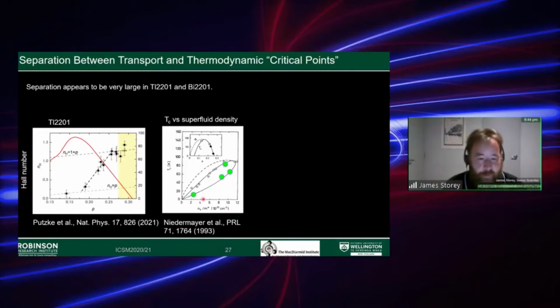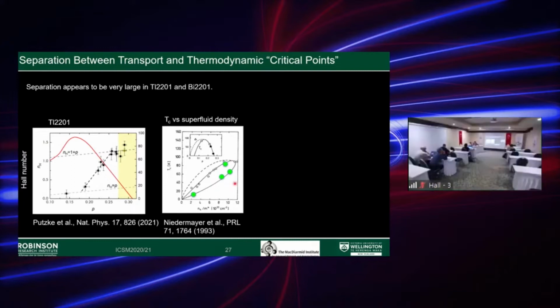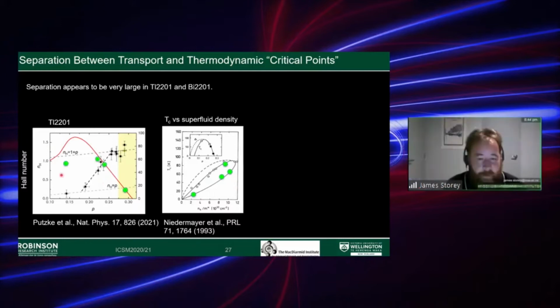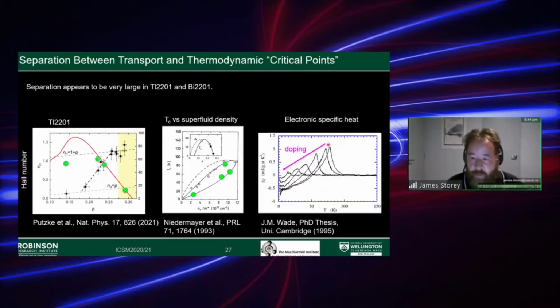So let's just look at some other properties. Here is the superfluid density measured by μSR at zero temperature. We could plot that on here. And also the specific heat jump for thallium-2201, which we can also overlay. Note that both properties undergo some sort of maximum near a lower doping, around 0.18 or so, far below the onset of the change in Hall number.